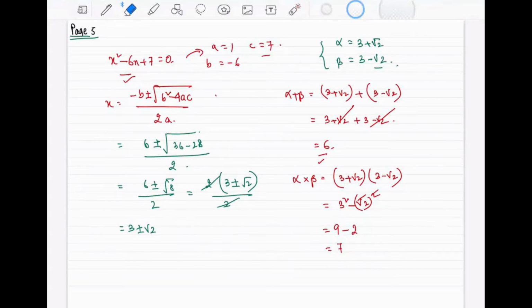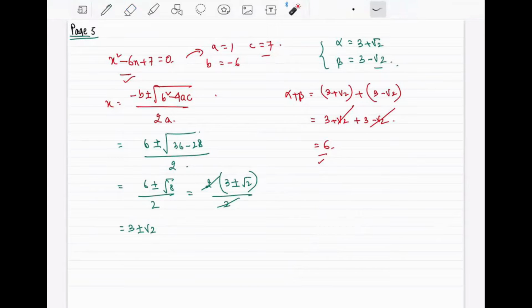So let me erase the product portion. Okay, just note that when you add the two roots, you get 6, right? Let's see if we are able to obtain this same value by using the formula that we have just learned, the formula that alpha plus beta is equal to minus b by a. So the formula is alpha plus beta is equal to minus b by a. What is b here? B is minus 6 from this equation, right? B is minus 6. A is how much? 1.